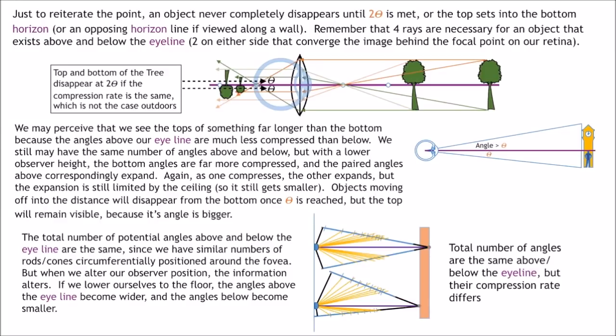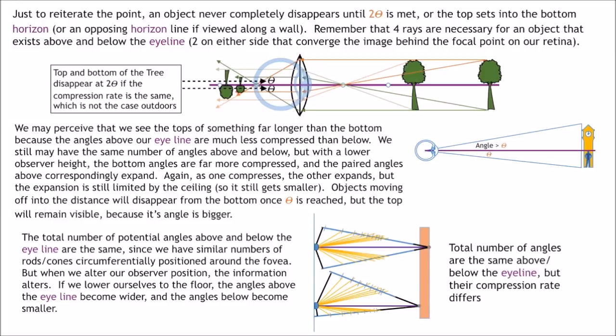So we may perceive that we see the tops of something far longer than the bottom because the angles above our eyeline are much less compressed than below. We still may have the same number of angles above and below, but with a lower observer height, the bottom angles are far more compressed, and the paired angles above correspondingly expand. Again, as one compresses, the other expands, but the expansion is still limited by the ceiling, so it still gets smaller. It just doesn't keep expanding, in other words.